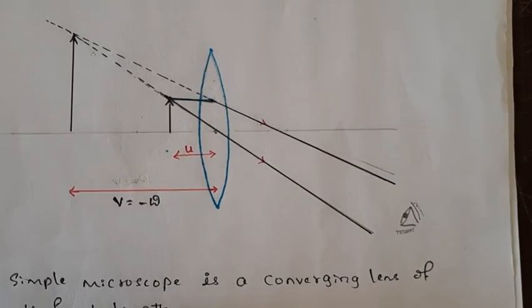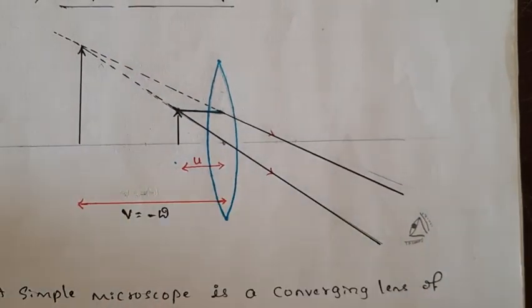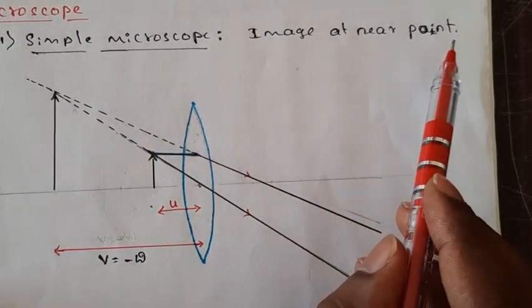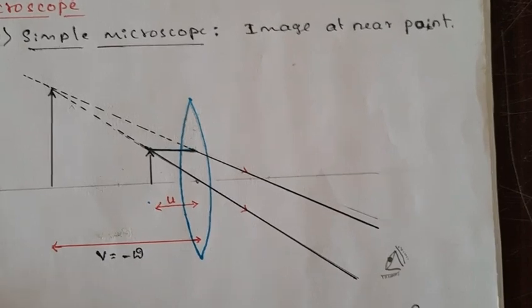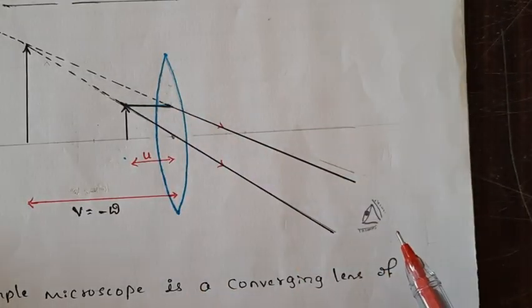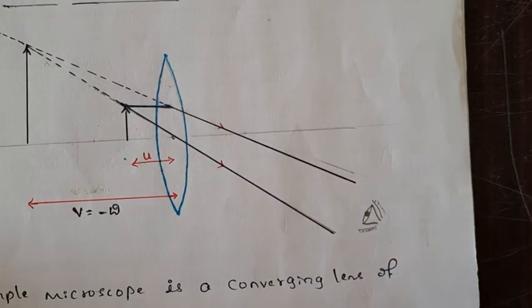See, this is the ray diagram of the simple microscope. And see the first point, this is about the simple microscope. I have written image at near point, and I'll explain why I have written this. This is the ray diagram, and this is a convex lens. A single convex lens acts as a simple microscope.